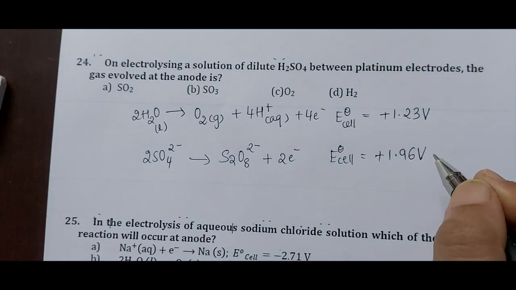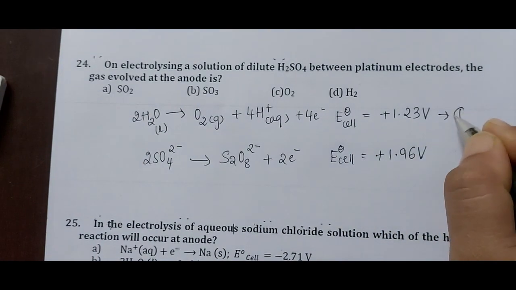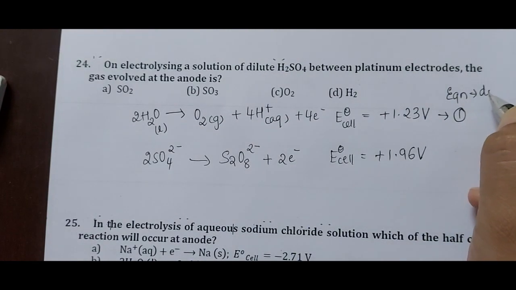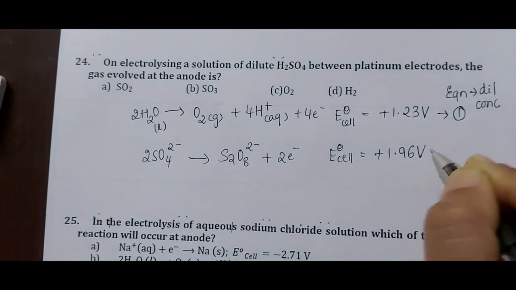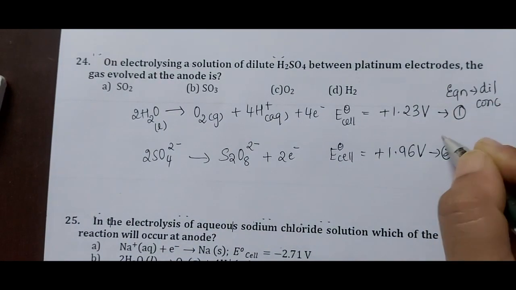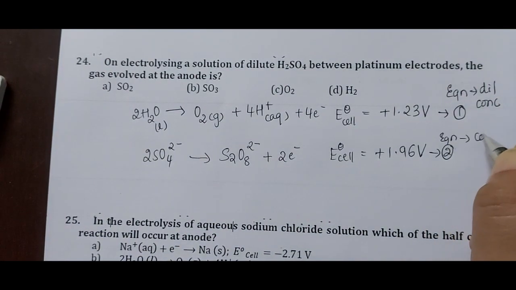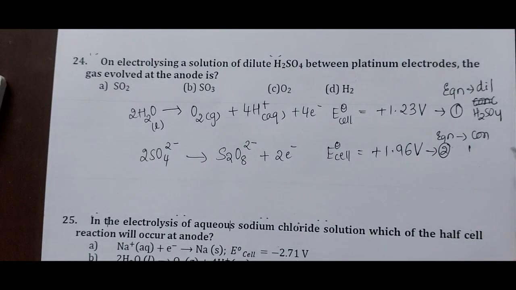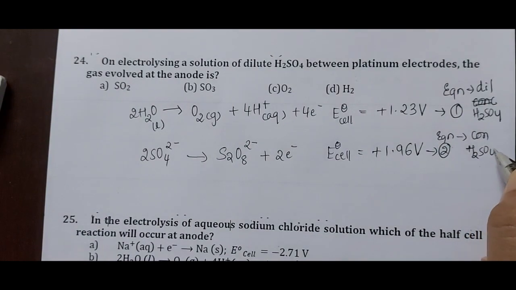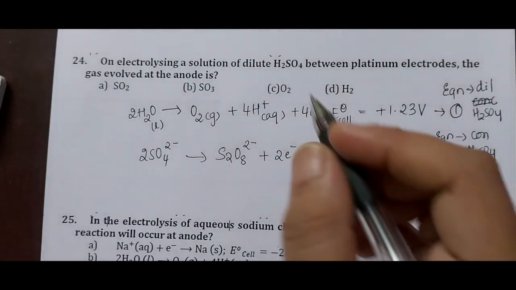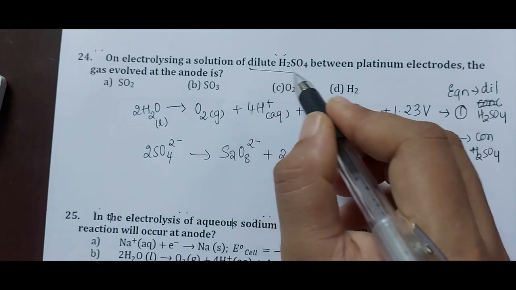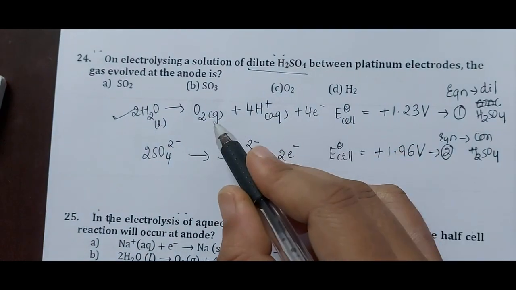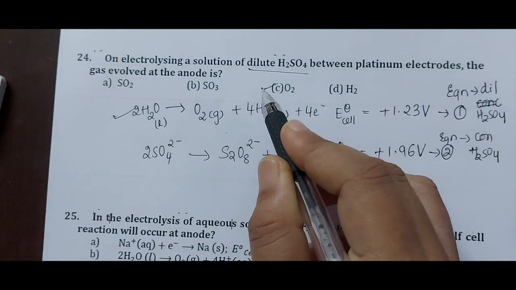Experimentally it is seen that equation 1 occurs at the anode for dilute H2SO4 and equation 2 occurs for concentrated H2SO4. In the question they have asked about dilute H2SO4, hence the correct answer is that oxygen gas is liberated, and it is option C.